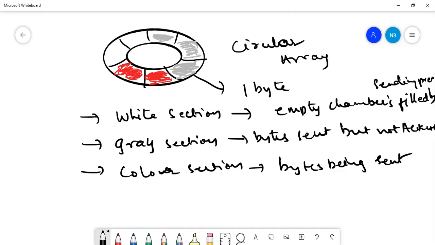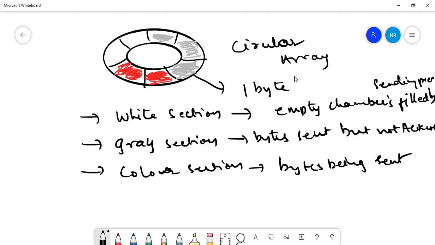Third one is sending and receiving buffers. The buffers are implemented with the help of a circular array. This circular array has three sections. First one is the white section, second one is the gray section, and third one is the colored section. The white section deals with the empty places or empty bytes which are supposed to be filled by the sending process.